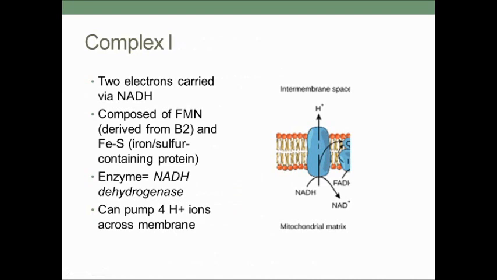So let's start with complex 1. 2 electrons will be carried by NADH. NADH will be oxidized into NAD. This complex is composed of something called FMN, which is derived from vitamin B2, which is riboflavin, and an iron-sulfur containing protein that we just abbreviate Fe for iron and S for sulfur. The enzyme that catalyzes this process is called NADH dehydrogenase. We're taking NADH and turning it into NAD. In this process, we're pumping 4 hydrogen ions across the membrane into the intermembrane space.